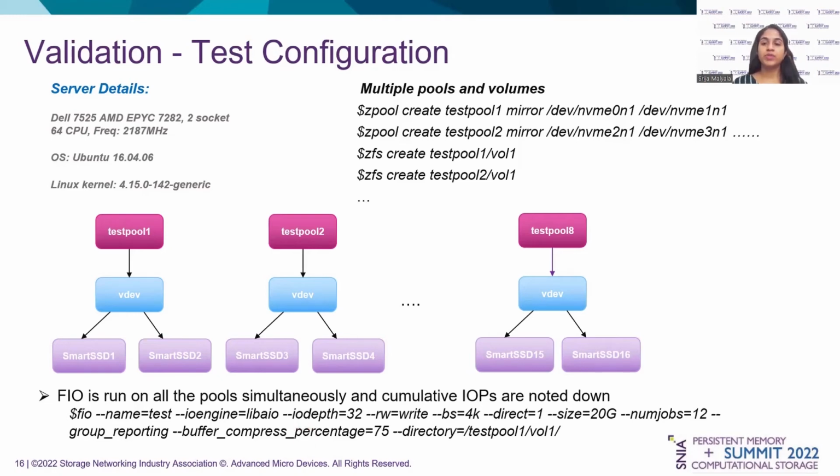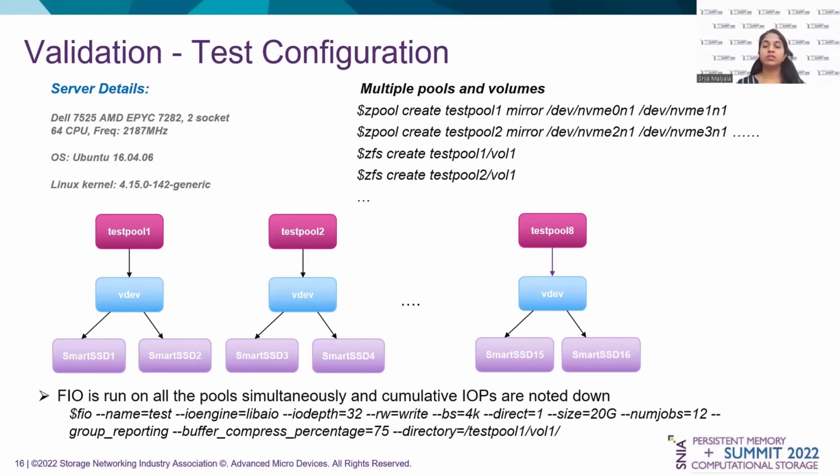In our test setup, we use a Dell 7525 AMD server, which is a dual socket with 64 CPUs. We have used Ubuntu 16.04 and a 4.15 Linux kernel. And for the underlying storage and acceleration, we have used SmartSSDs. After creating the pools and volumes, ZFS gives an option of setting record size and selecting compression algorithm. We have used a default 128 KB block size, or the record size as ZFS calls it, and a level 1 GZIP compression.